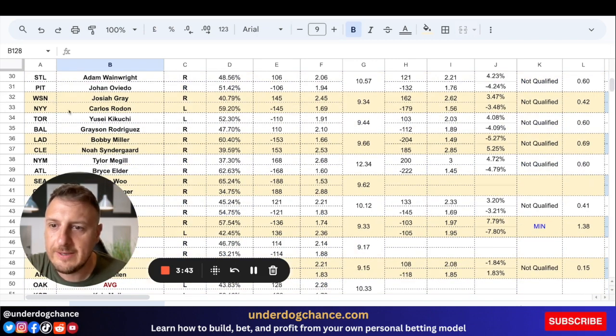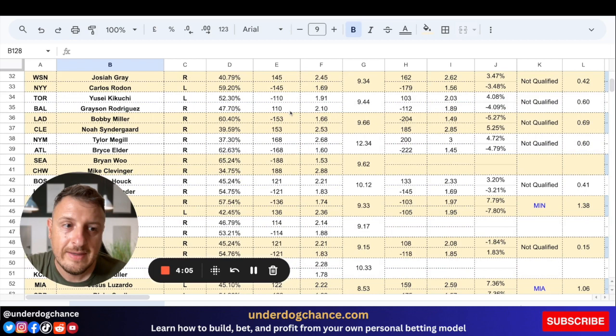Washington Yankees, Gray against Carlos Rodon, 59.20% to Yankees. Maybe Washington is a little bit underrated, but still not good enough. Toronto, Baltimore, I have Baltimore as a small underdog. Bookmakers have them as a small favorite. So this is not qualified.